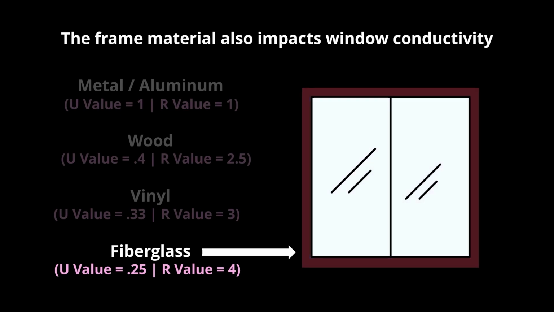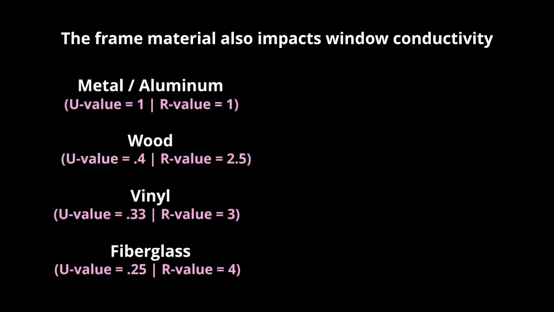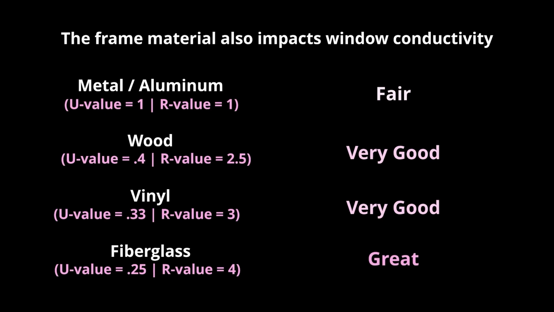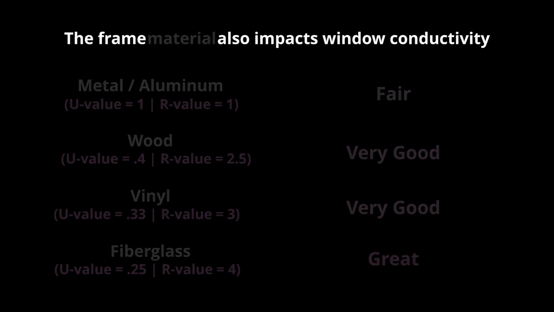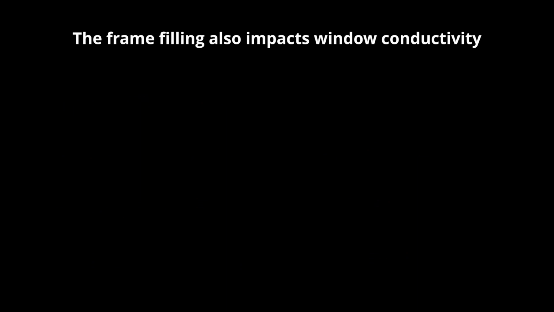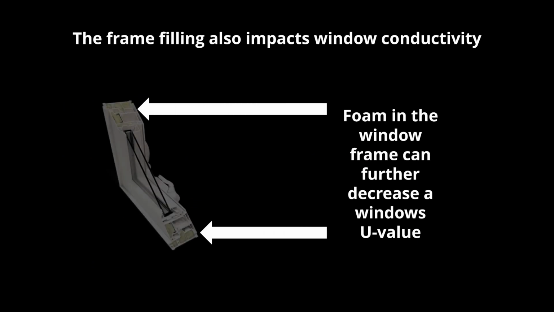So let's see how these all play out together. You're going to see the lowest performance typically with a metal frame. Wood and vinyl are very, very good, and fiberglass frames are great. The other factor that does make a difference is the filling that goes inside of the frame. If you imagine that the frame itself has gaps inside of it, these holes, these areas where typically it could be an open space, you can fill those gaps with expanding foam, and those foam materials will slow the transfer of heat even more.